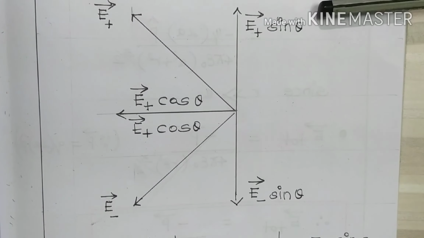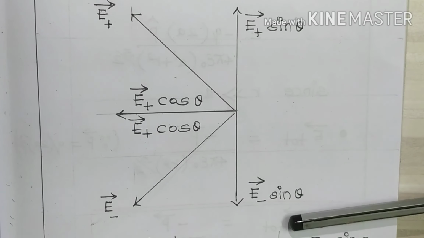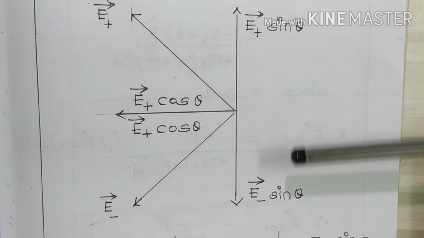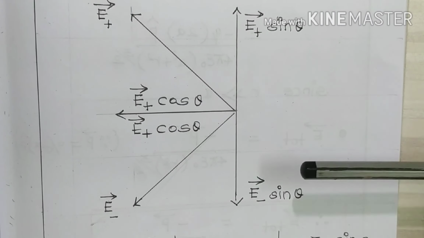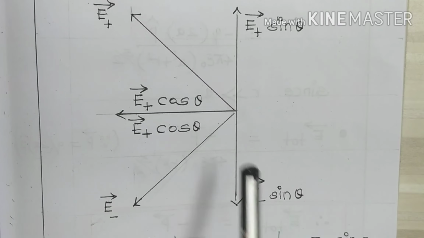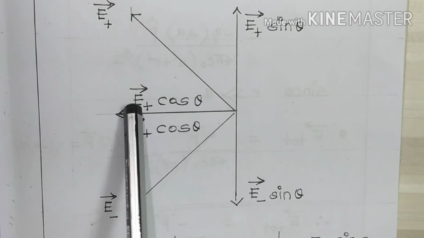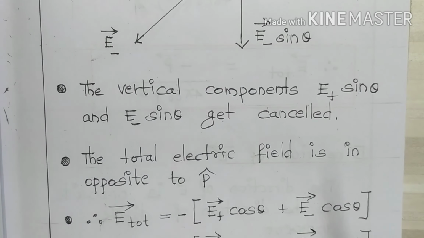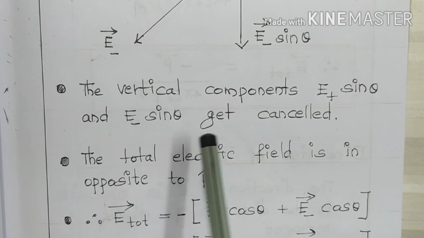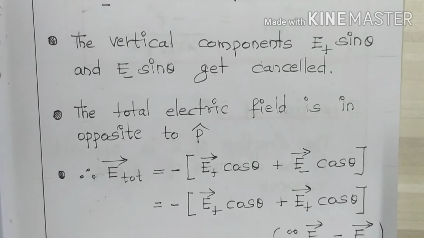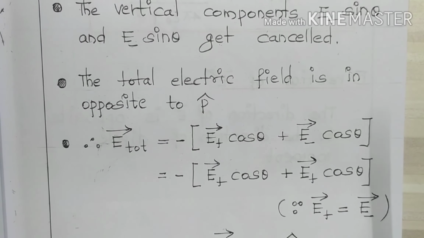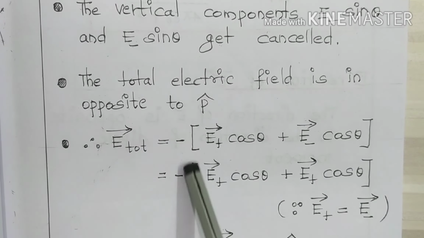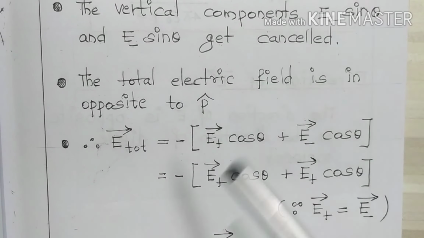Here both these E plus sin theta and E minus sin theta, they are equal in magnitude and opposite in direction, so they get cancelled. So what is left out? Only E plus cos theta and E minus cos theta, they get summed up. The vertical components E plus sin theta and E minus sin theta get cancelled. The total electric field is opposite to P cap. That's what we have seen already.